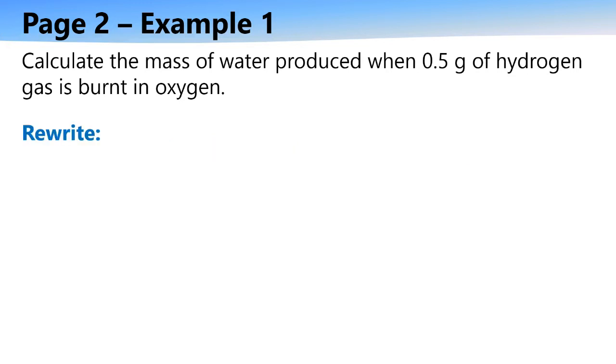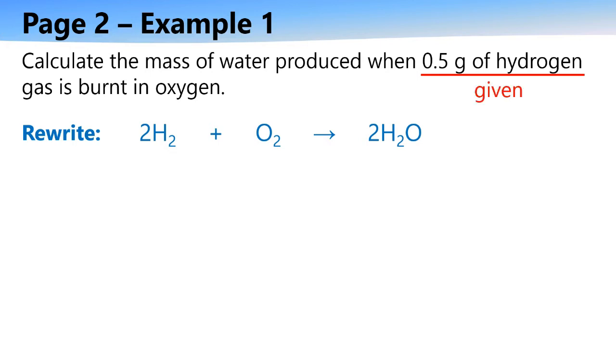So how do I solve this kind of question? Usually I will rewrite the equation, giving a lot of space in between the substances, as shown here. I encourage you to do the same. Then I will highlight or underline certain key information from the question, for example 0.5 grams of hydrogen. This is information which is given in the question, so I will write it below the equation that I just wrote.